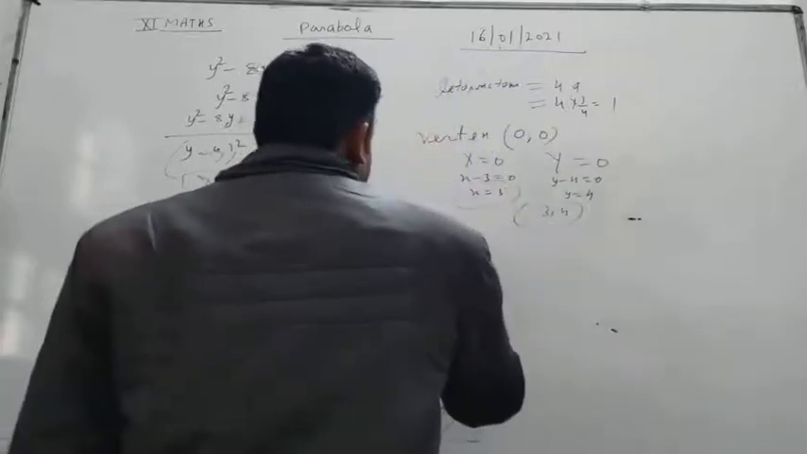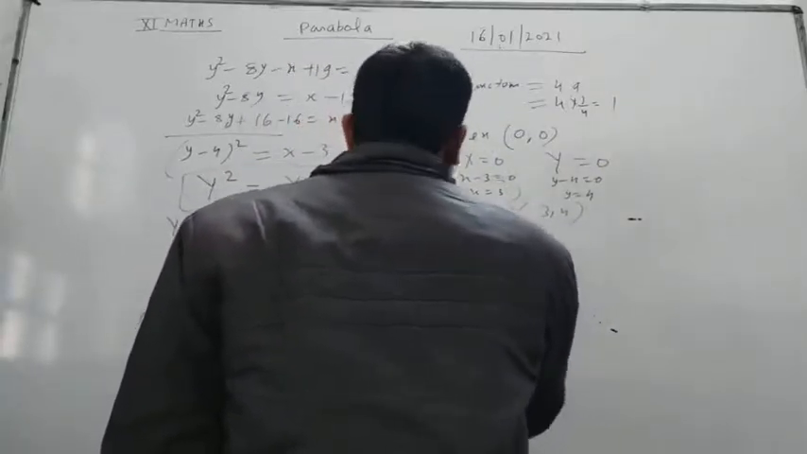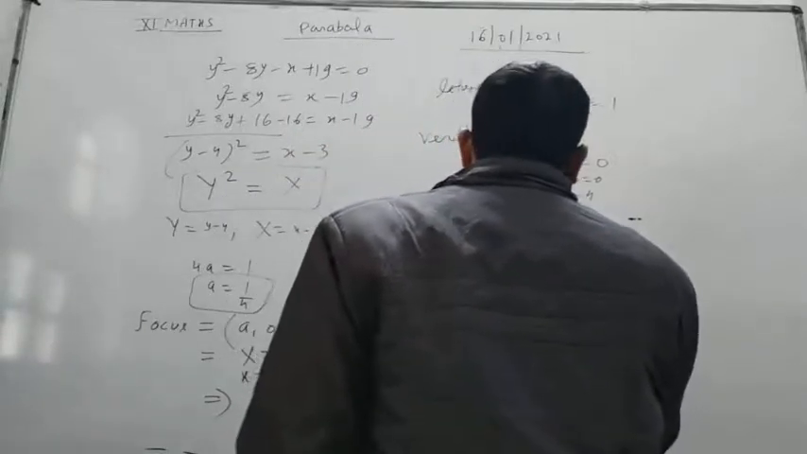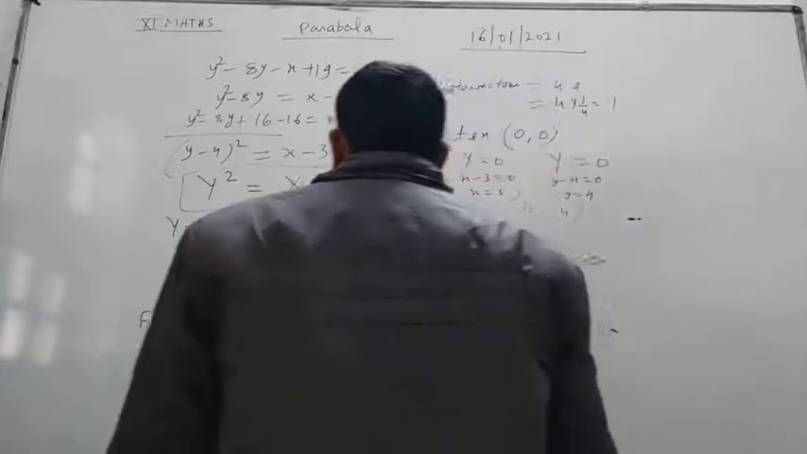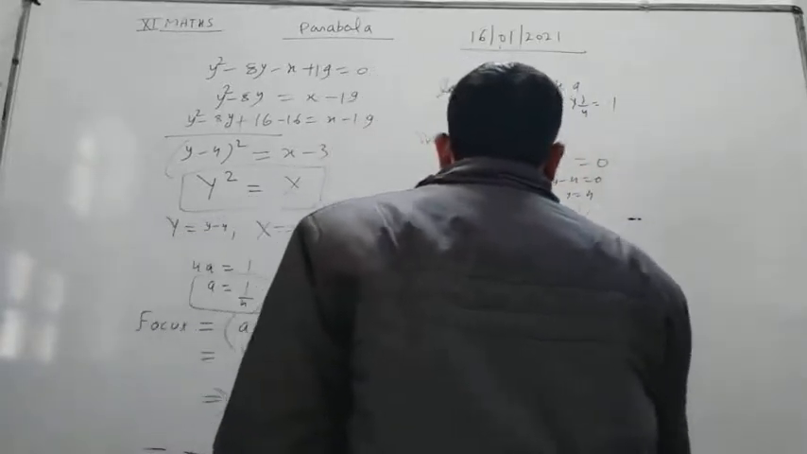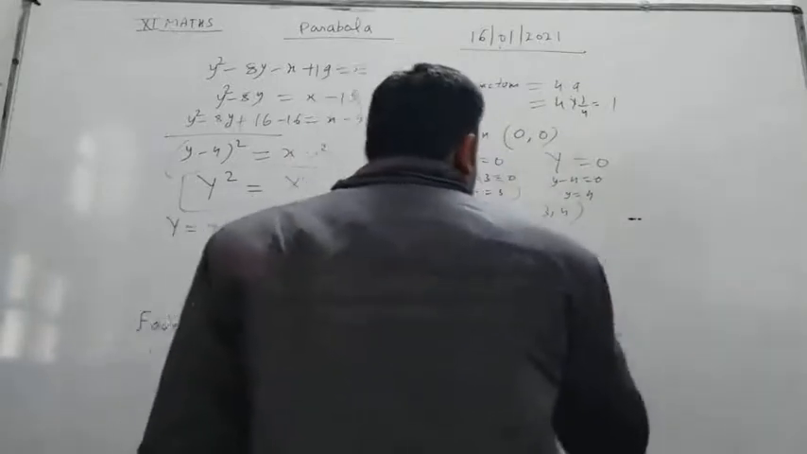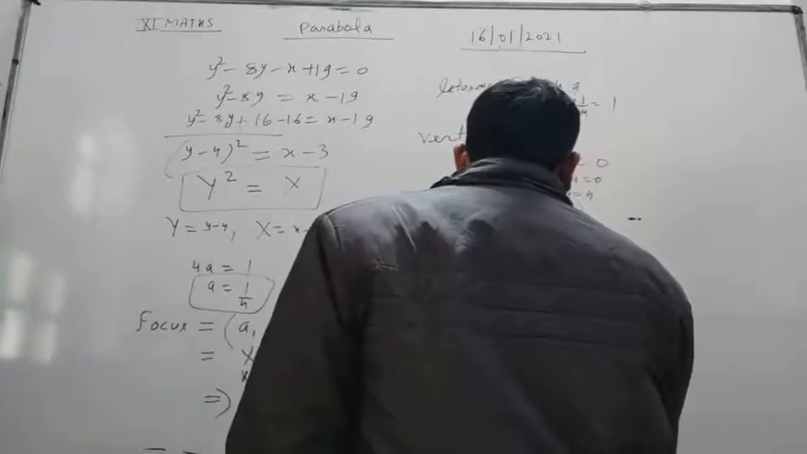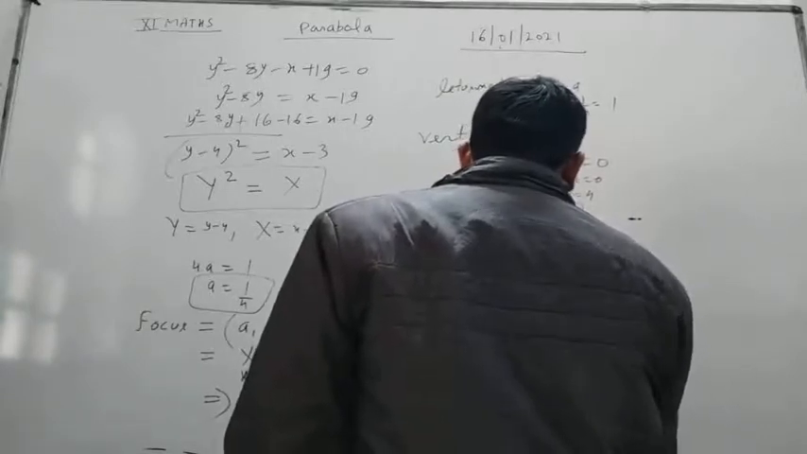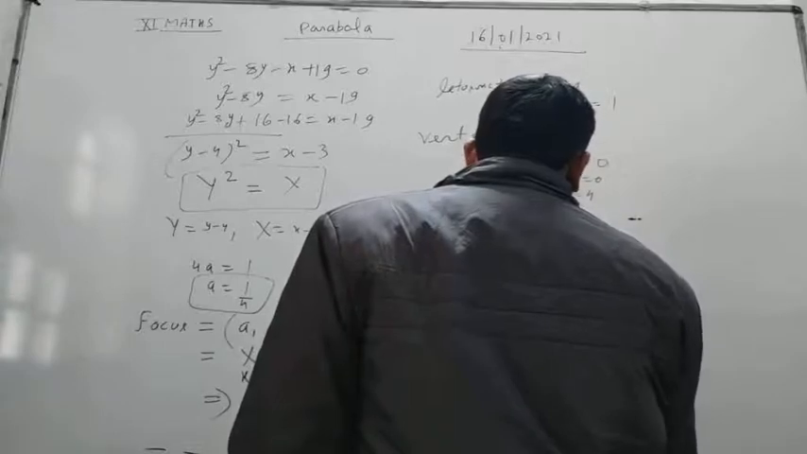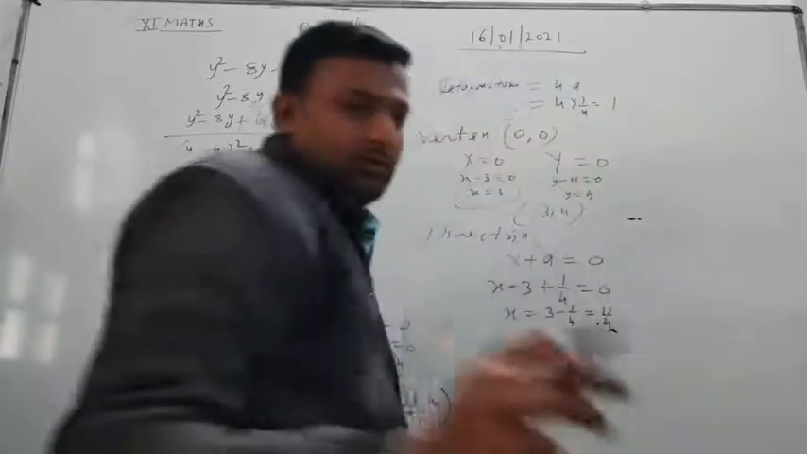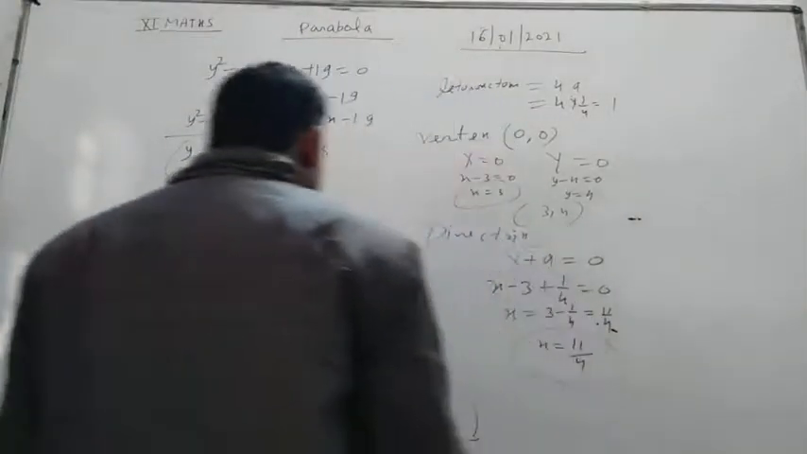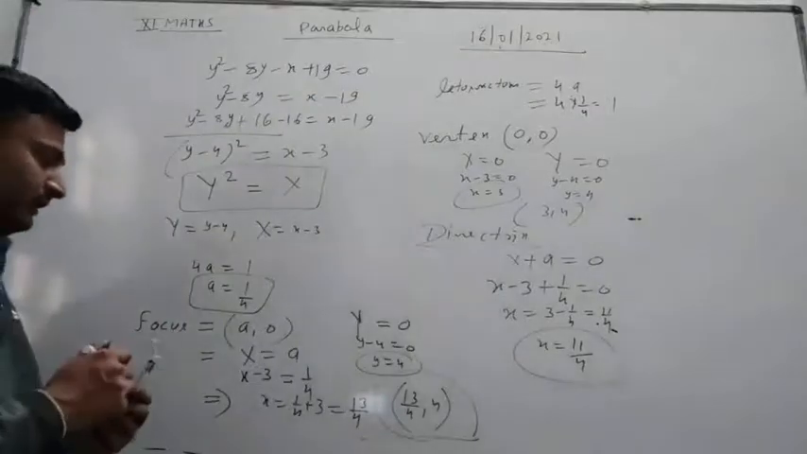Now directrix, student, here will be X plus a is 0, and X is x minus 3 plus a is 1 by 4, which is equal to 0. So this is equal to x is 3 minus 1 by 4. Okay student, so directrix will be x is equal to 11 by 4. Okay, so these will be the result.